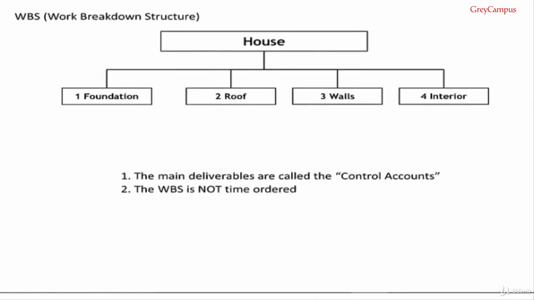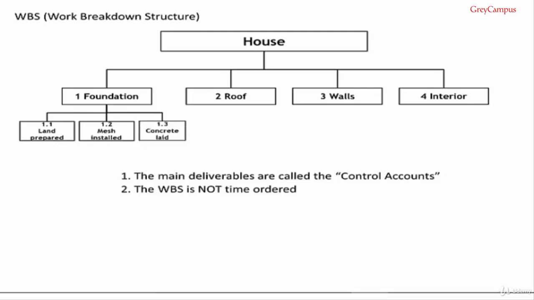We ask the question, do we understand how to deliver each of these control accounts? In each case, the answer is no, so we must decompose further. Okay, let's have a look at the foundation first. We need prepared land first. They need to place steel mesh for reinforcing the concrete, and we have the concrete itself.